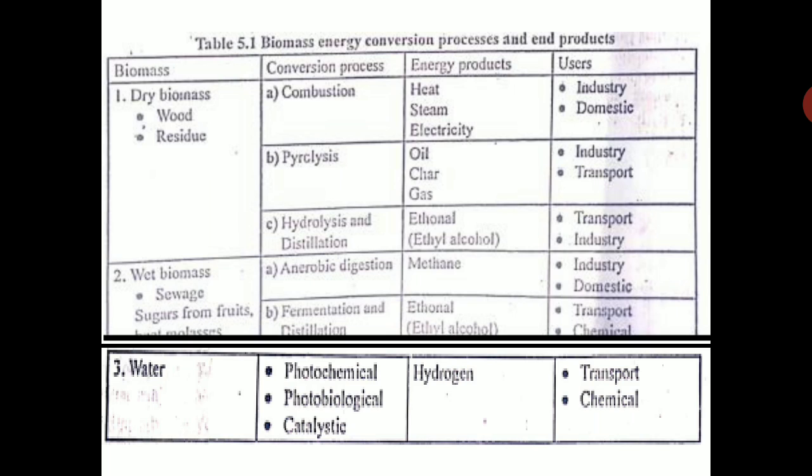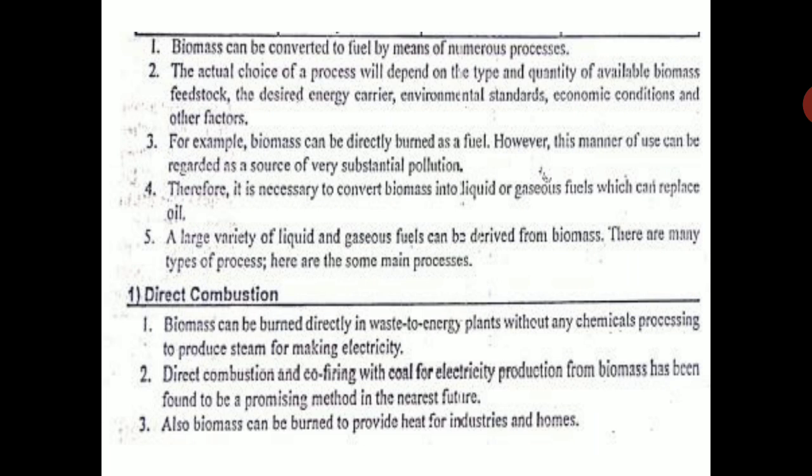And lastly, water. Water also, you can see there are processes like photochemical process, photobiological process, catalytic process. You can convert it into hydrogen, which is a fuel, and this can be used for the transport sector as well as chemical. So biomass can be converted to fuel by means of numerous processes. You have seen solid biomass, liquid biomass, and even how it is processed.